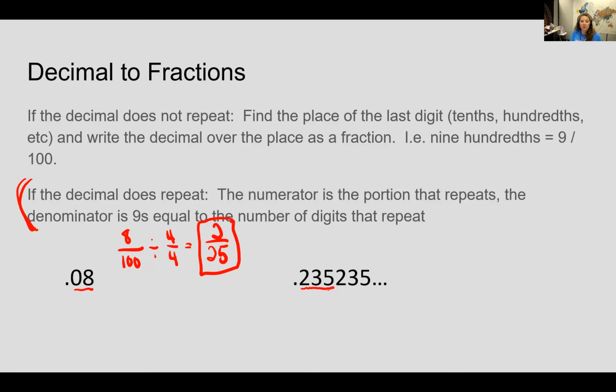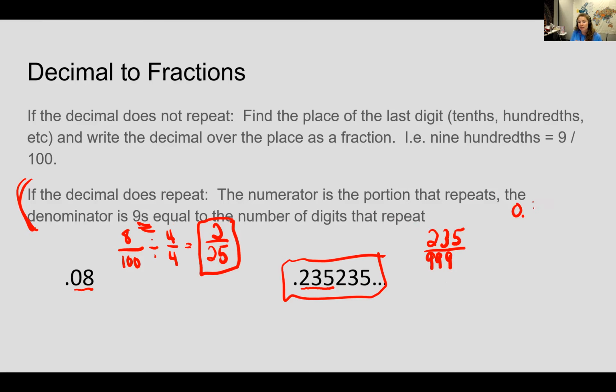So do you see that 235 is going to repeat, 235, 235? That means you take that whole number that repeats. The whole number that repeats is 235, and you place it over the same number of nines. So that decimal is equal to 235 over 999. All right, let's try another one of those.